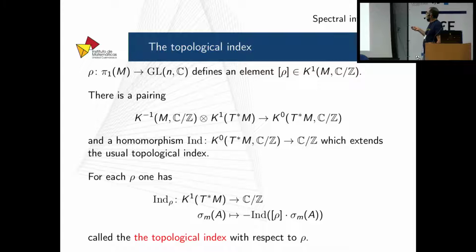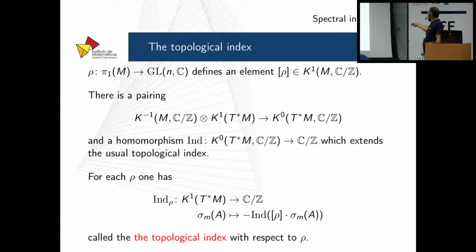And well, as you can imagine, since this has to do with the Atiyah-Singer index theorem, we also have a topological index. Again, we take our representation, and from it we can define an element in the K-theory group of M, sorry, it should be minus K minus one, but with coefficients in C mod Z. And there is a pairing of these two groups, which gives an element in K0 of the cotangent bundle. This should be minus because minus one plus one is zero. There is also a homomorphism from this K0 group to C mod Z, which is basically the usual topological index of Atiyah-Singer, but tensored with C mod Z.